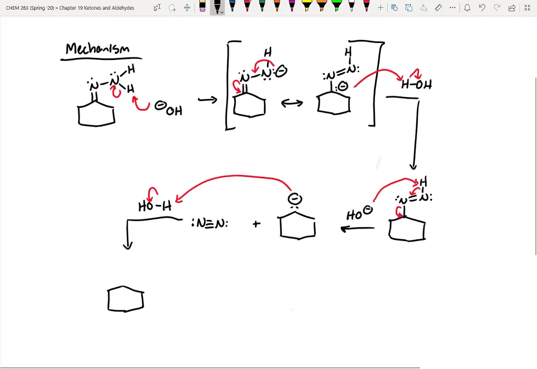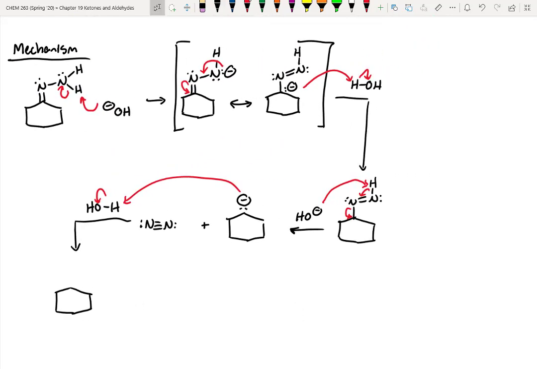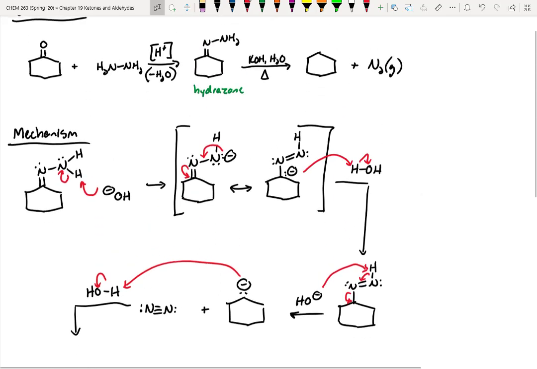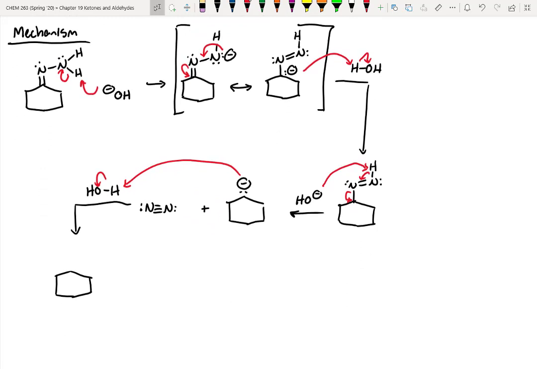All right, so some people ask, well, why is this considered a reduction reaction? Well, if you actually figure out the oxidation number for carbon, you can see that it's gaining electrons through this reaction. So that's why it's called a reduction reaction. It's not that you're reducing it to an alcohol or an amine or anything like that. You're reducing it because you're gaining electrons there.